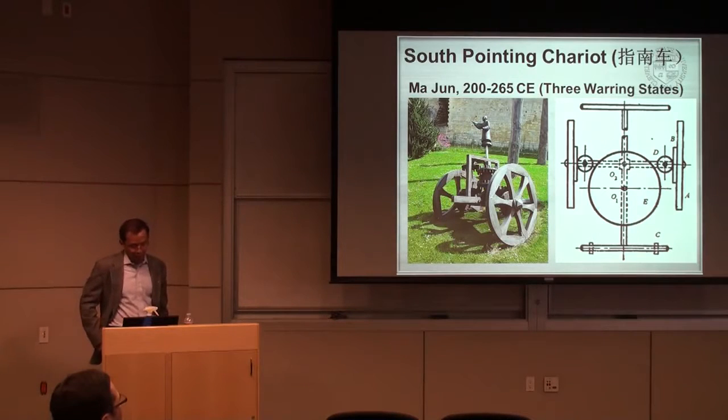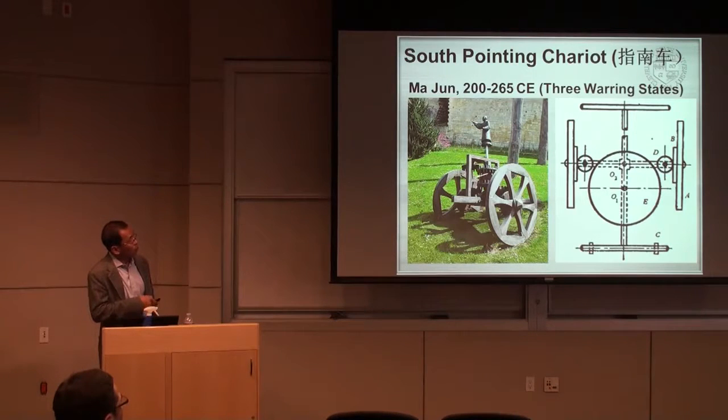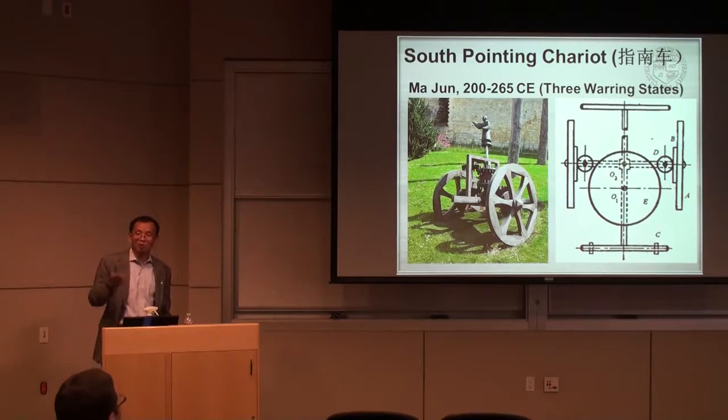The south pointing chariot goes back to the very beginning of Chinese culture. This was attributed to Emperor Huangdi, around 2700 BC, although there was no written record back then. The first written record goes back to 200 CE, in the era of the Three Kingdoms. And the record is this: you build a chariot, and you have a pointing finger on top of it. And what you want to do is to make sure that this pointing finger points in the same direction, no matter how the chariot turns. So the army knows the direction, or the direction home. Right? And they built it.